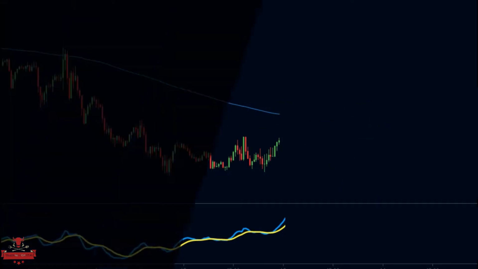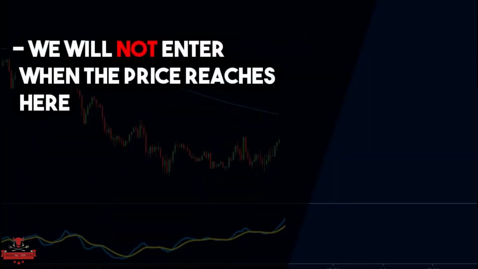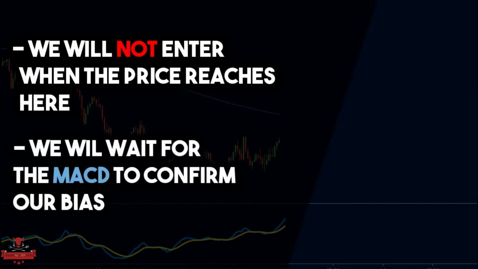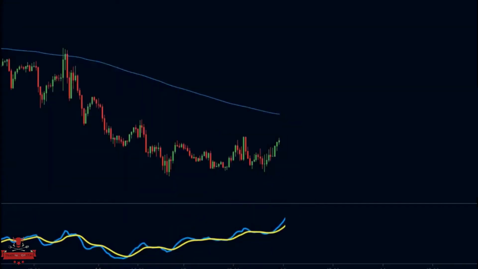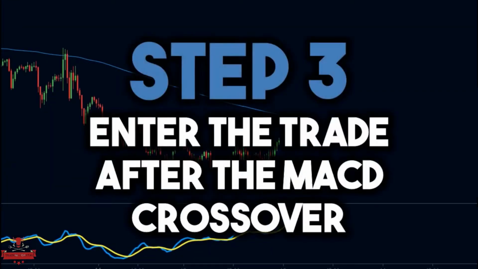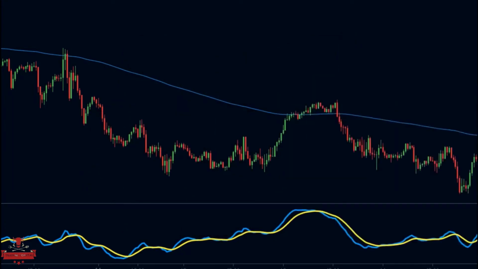But the catch here is that we will not enter the market when the price reaches here. Instead, we will wait for the MACD to confirm our short bias. So the third step is entering the trade after the MACD crossover. To enter the short trade, we want the MACD line to cross below the signal line. We will sell the asset here.